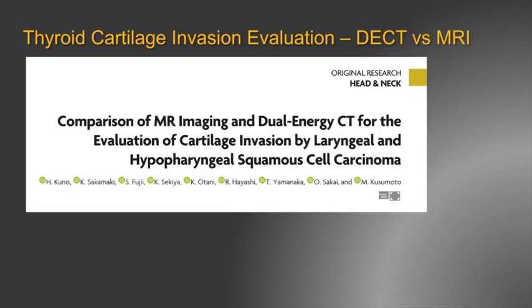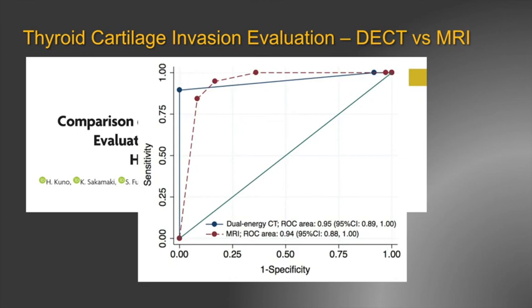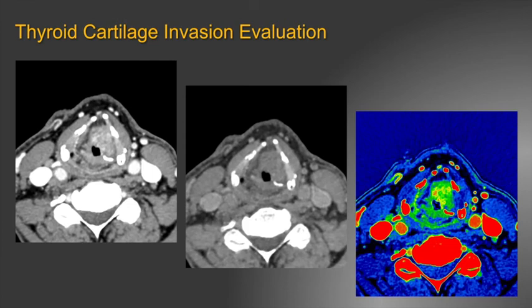Furthermore, in a more recent study, it was demonstrated that dual energy CT and especially iodine maps can be used to achieve higher specificity while maintaining satisfactory sensitivity for determination of thyroid cartilage invasion when compared to MRI scans. So when it comes to thyroid cartilage evaluation, how do we interpret this?